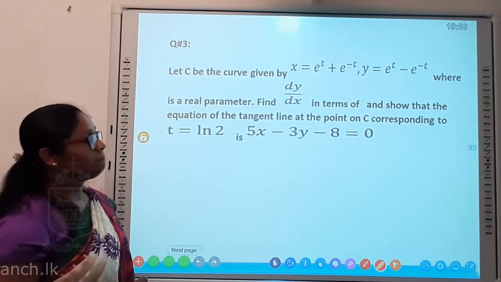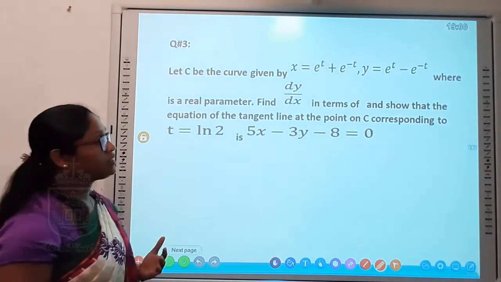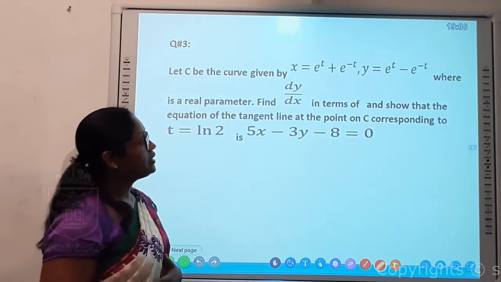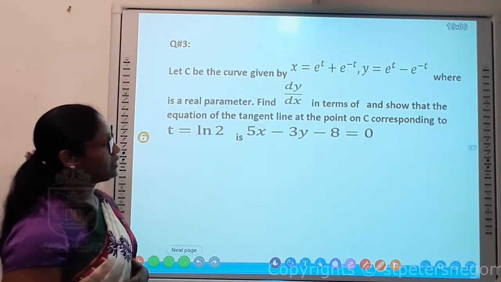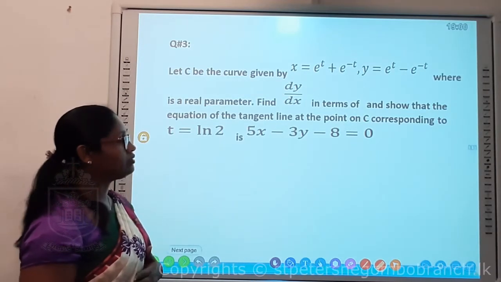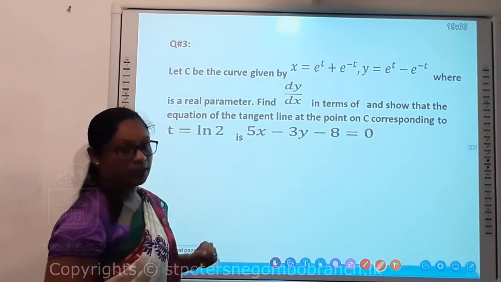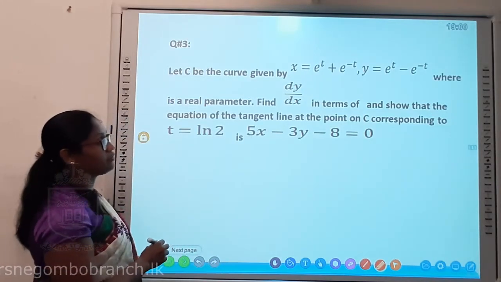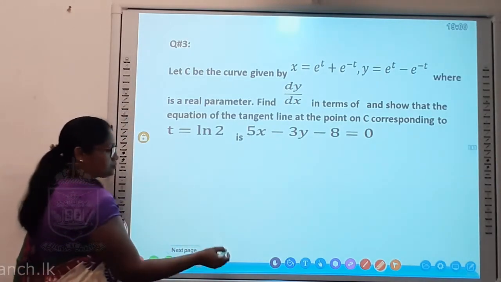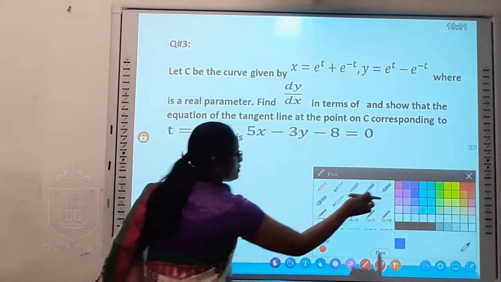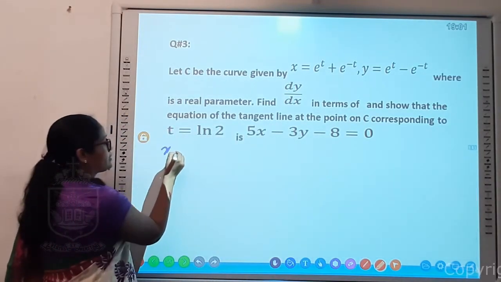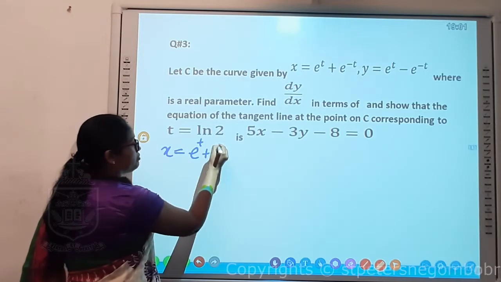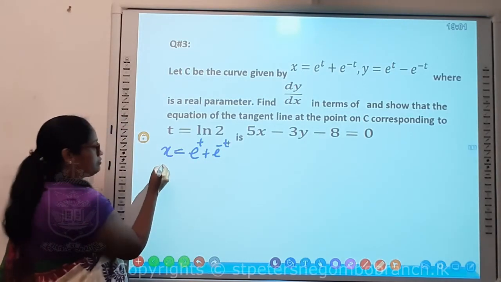Question number 3, right? In this question also you can see the function is given in parametric format, and we'll try to differentiate and find dy over dx, and also find the equation. Here the parameter is given in terms of t. Okay, we'll start to find dy over dx. So x is equal to e to the power t plus e to the power minus t. We differentiate this function with respect to t.